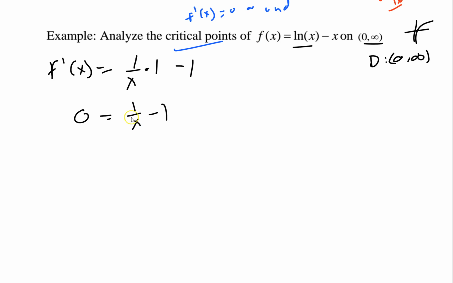Already, I'm going to have undefined. Right, I can't divide by 0. So x equals 0 is where it's undefined. Now I could solve it to find out where it actually equals 0. So add 1 on both sides. 1 equals 1 over x. Let's do a little cross multiplication, or multiply both sides by x. And x equals 1. Right, so I have two critical points I've got to worry about: this one where it was undefined, and this one where it actually equals 0.